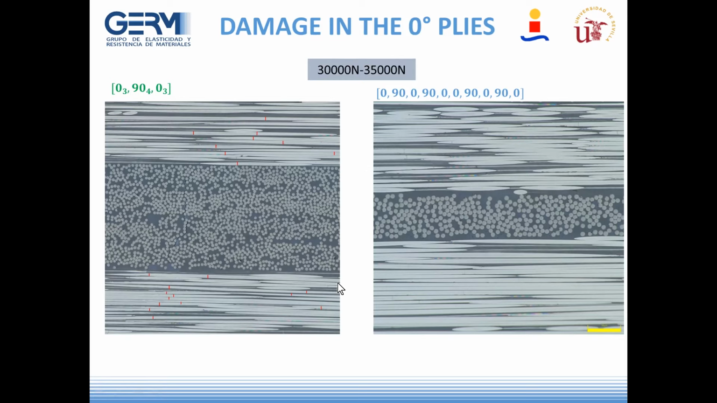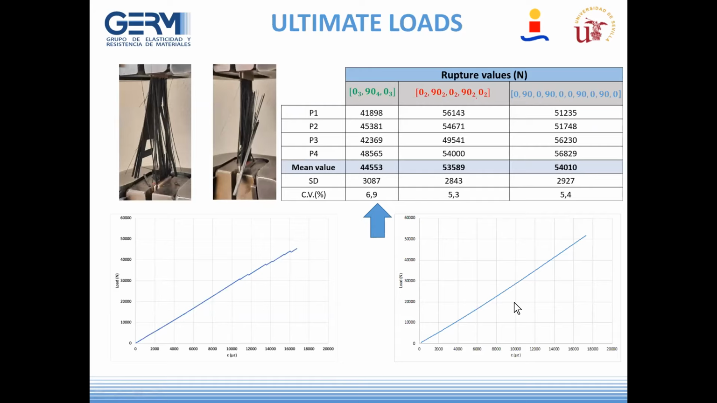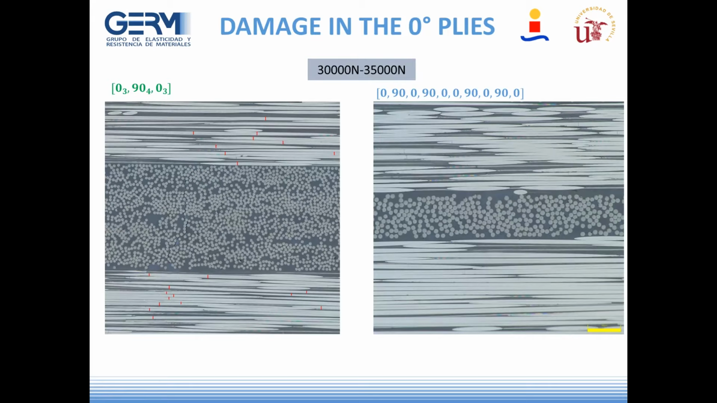In addition, if we compare the curves from the test, the load-strain curves, we can see these jumps in the case of the thick blocks, whereas in the case of the thin blocks we cannot see this jump. So these jumps for us are associated with the presence of more damage, in this case in the 0 degree plies, and we can see a connection here. This is an open question, we are studying it, but it is at least a partial explanation for this fact.